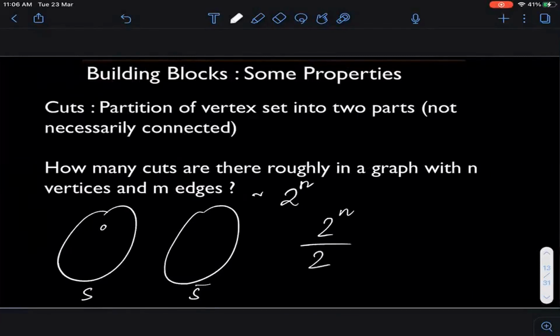And why is there a minus 1 now? Because we are not allowing the empty cut. What is the empty cut? Where everybody is on one side. That I am disallowing. So this is the actual number of cuts. In any graph with n vertices, you can have 2 to the n minus 1 cuts. So it's an exponential number of cuts. Is that okay? Did everyone understand? Great.